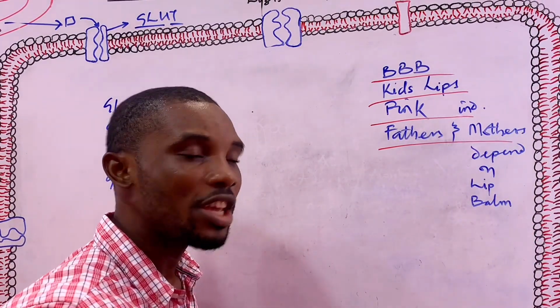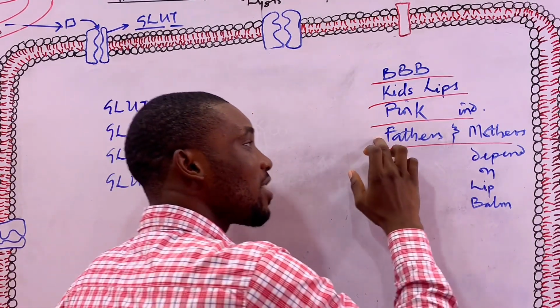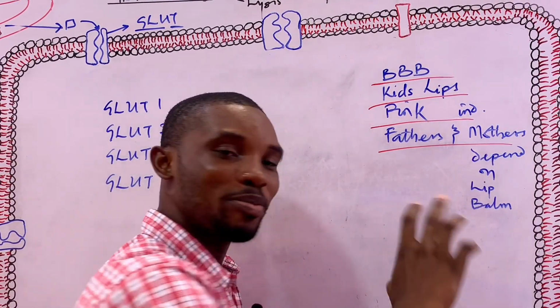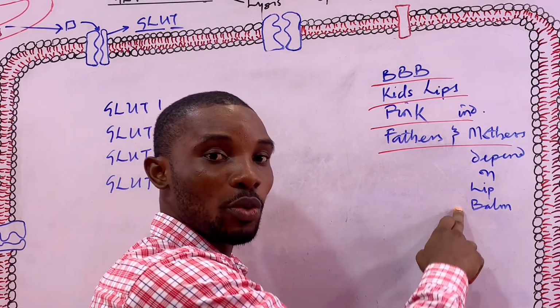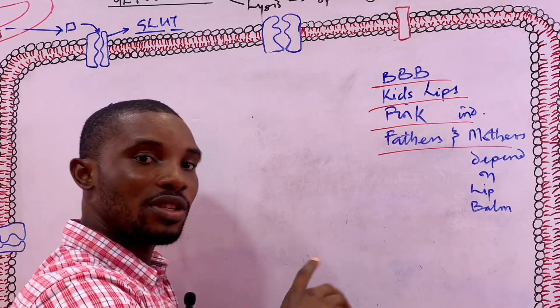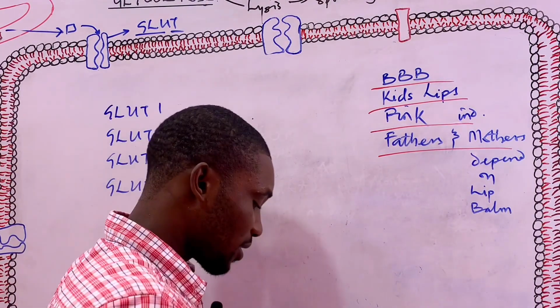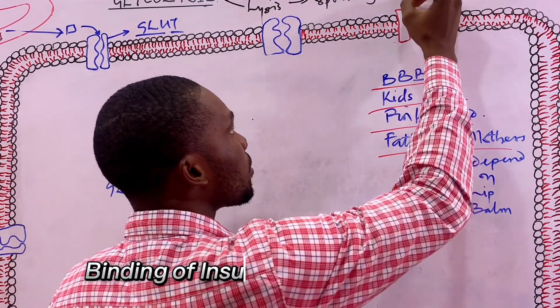So BBB kids' lips are pink independently. Why did I say independently? Because they're independent of what? Insulin, right? So fathers and mothers depend on lip balm. Please don't mind this lip balm. Is what? Insulin. So you can see that the GLUT4 cells, that's the cells that have GLUT4, depend on what? Insulin.